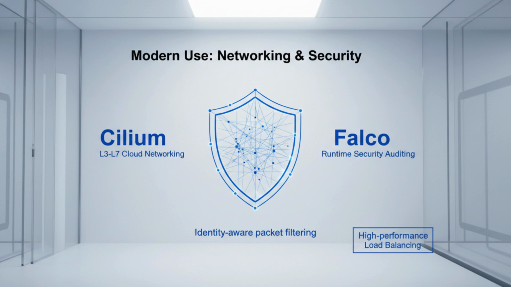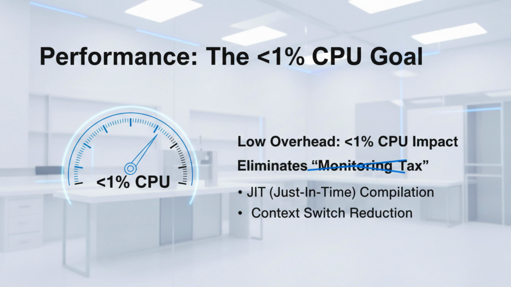eBPF is the engine behind revolutionary tools like Cilium for networking and Falco for security. In cloud-native environments, traditional firewalls are too slow. eBPF allows for identity-aware security, where the kernel can drop malicious packets at the source before they even reach the network stack. This provides a massive performance boost and a higher security posture. For your remote enterprise, adopting eBPF-based security tools means your infrastructure is protected by the same technology that secures the world's largest Kubernetes clusters. In production, performance is everything.